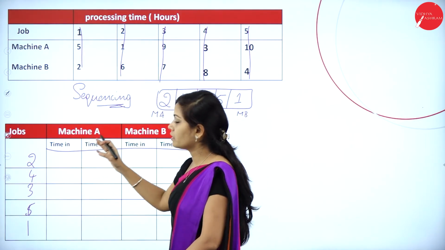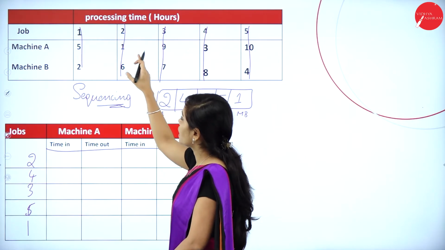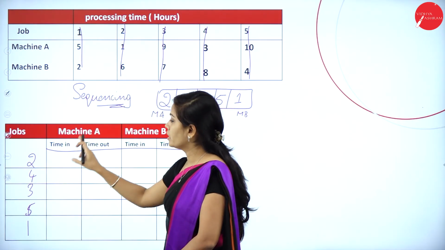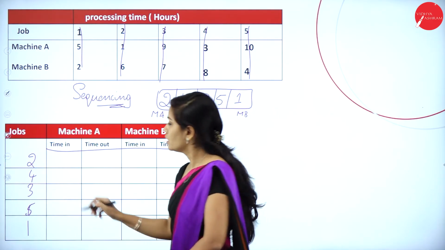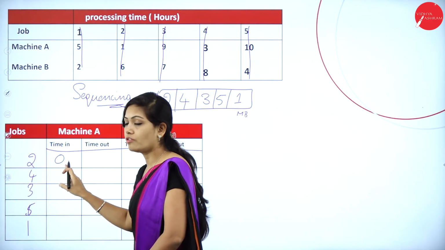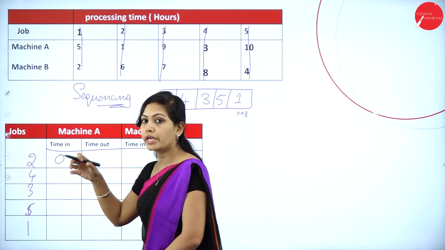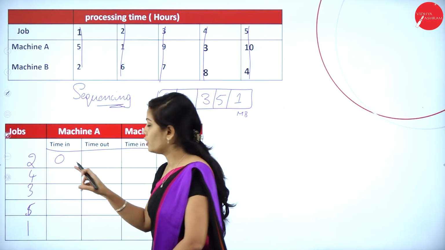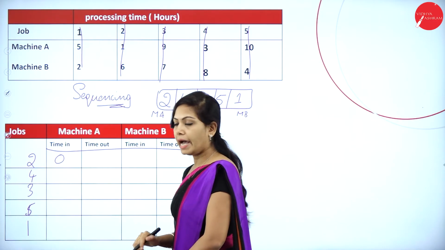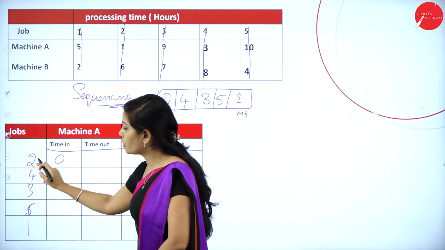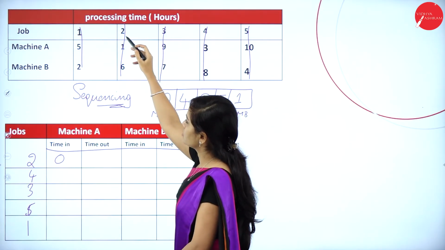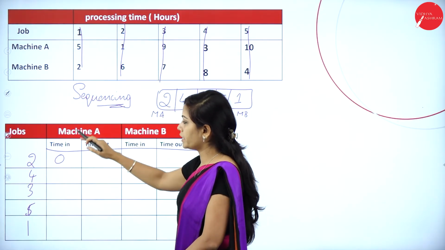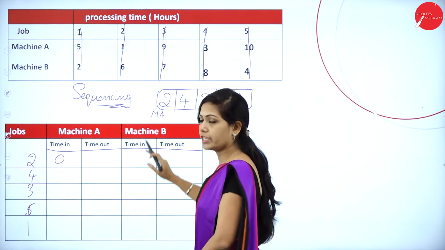What is this time in and time out? When it starts the processing. So, all the processing starts from initial value, right? Time in for machine A is always 0. It starts its working from initial value called 0. Clear? And time out for job 2. You just observe this job 2. So, first I am writing for machine A. Next I will write for machine B.